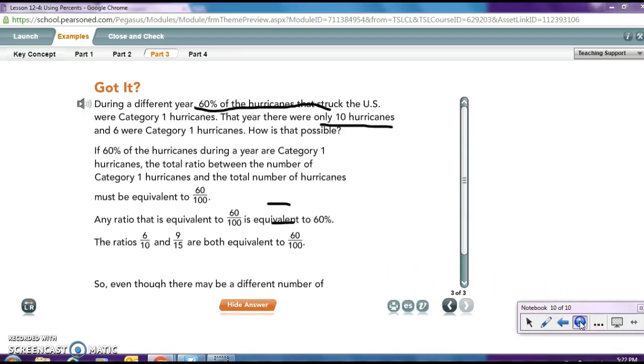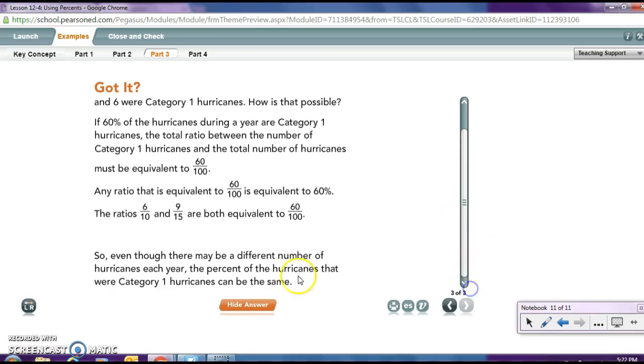So looking at this, if 60% of the hurricanes during a year are Category 1 hurricanes, the ratio between the number of Category 1 hurricanes and total number of hurricanes must equal 60 out of 100. Any ratio equivalent to 60 over 100 is 60%. So the ratios 6 over 10 and 9 over 15 are both equivalent to 60 over 100. So even though there may be a different number of hurricanes each year, the percent of hurricanes that are Category 1 can be the same because they're equivalent ratios. So go ahead and write that in your notes, freeze your screen if you need to. And I'm moving on to part 4.